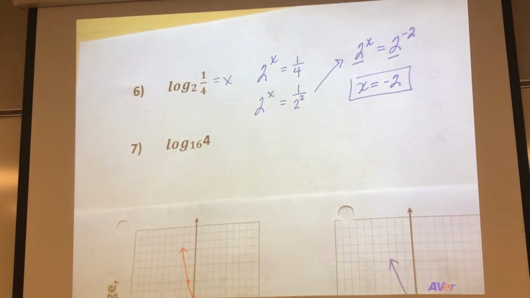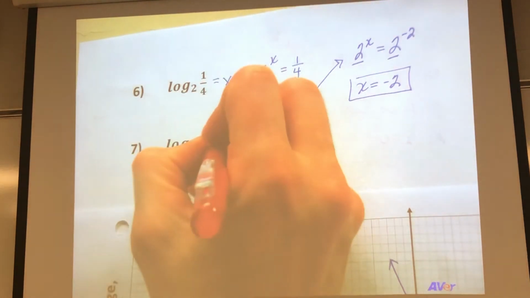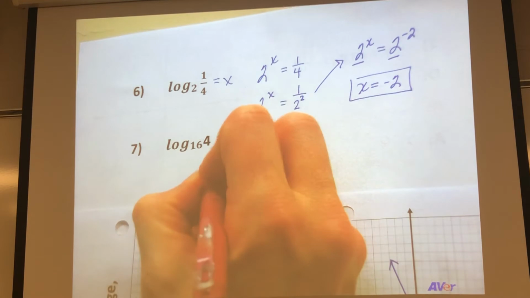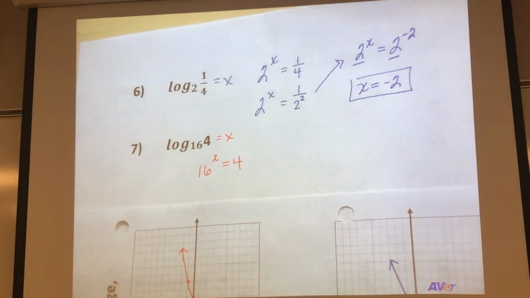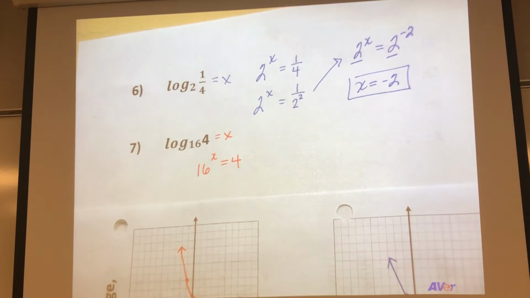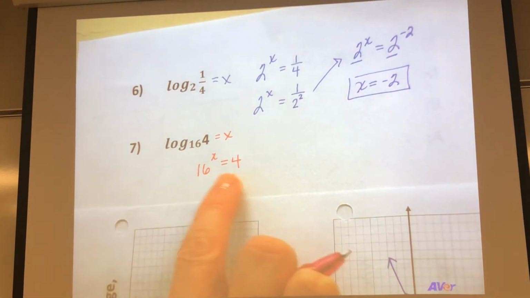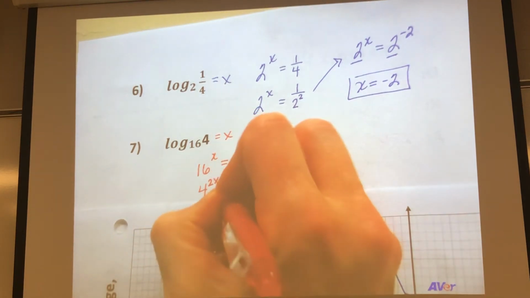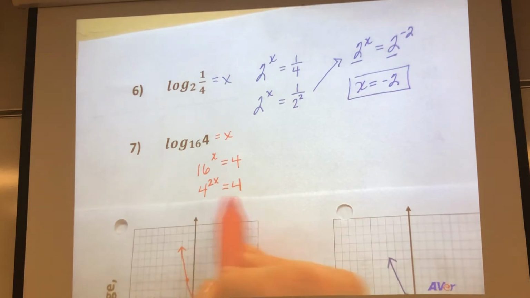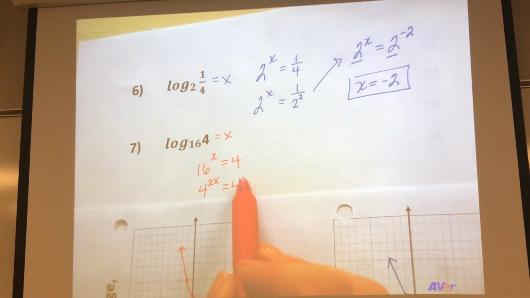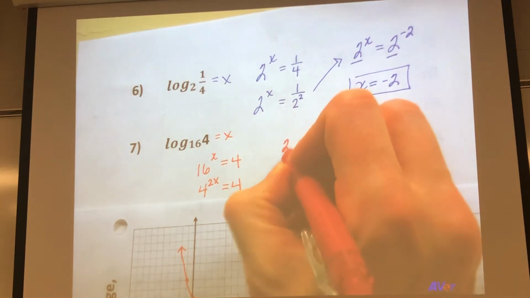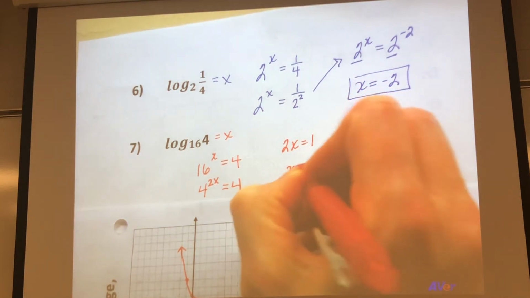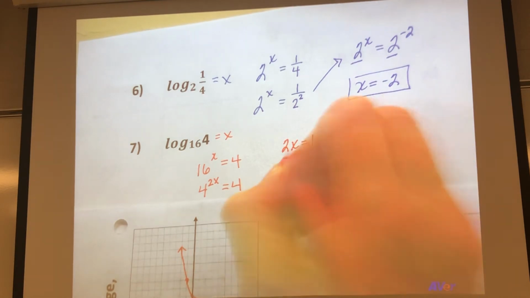All right, log of 4 base 16. Set it equal to x. Take your base to the exponent, and it's going to equal your argument. Now we want to get our bases the same, so we need to rewrite 16 to have a base of 4. So 4 squared, the x is still there. So now our bases are the same, and we want our exponents to be equal to each other. This one doesn't have a shown exponent, it has an imaginary one, a 1. So we're going to say 2x equals 1, so x equals 1/2.